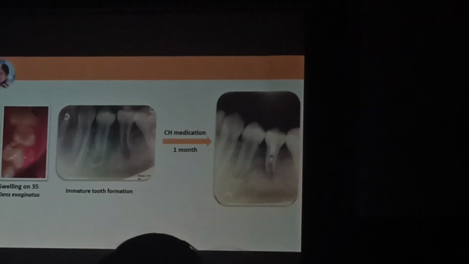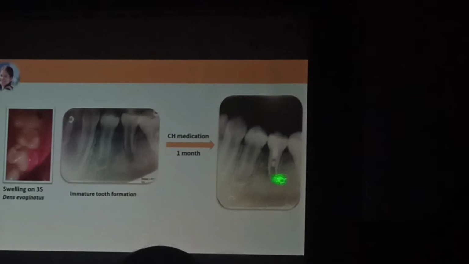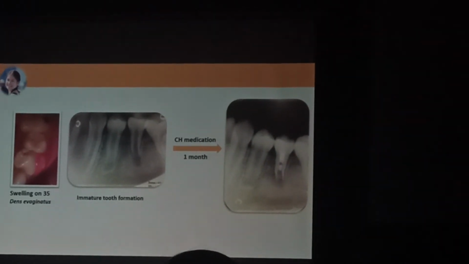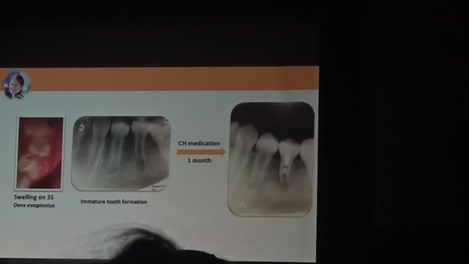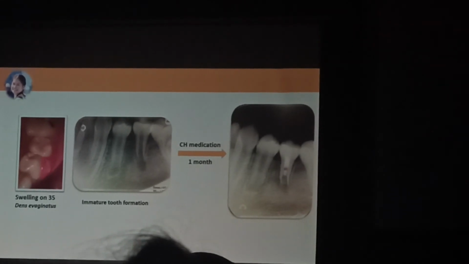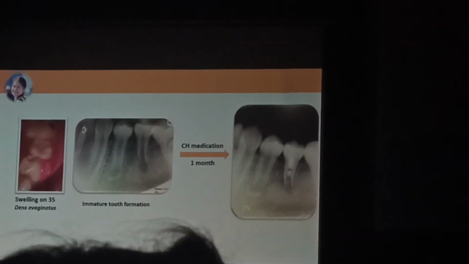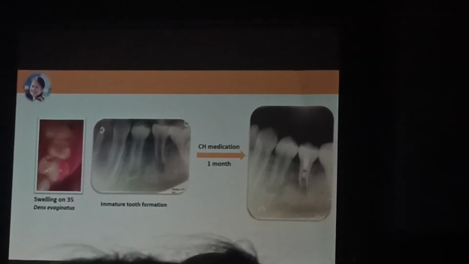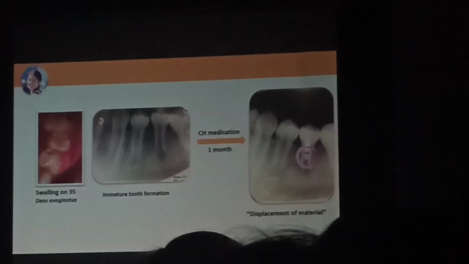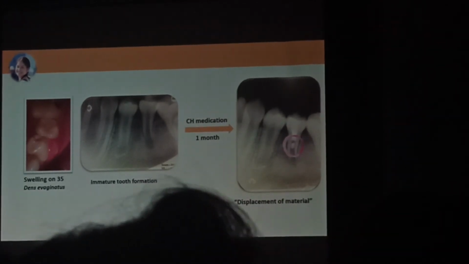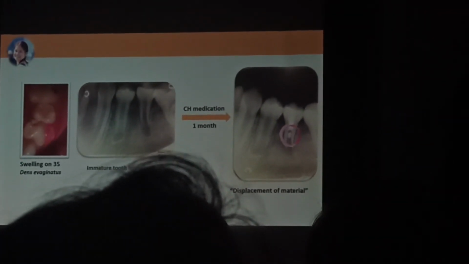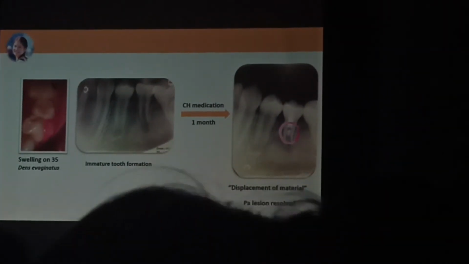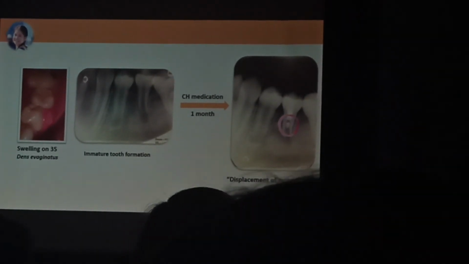So you can see something there, right? In this kind of case, we put too much force on the MTA, so it went through inside the root. However, we can see some displacement of the material inside the root. However, the periapical lesion is still fine. Okay.